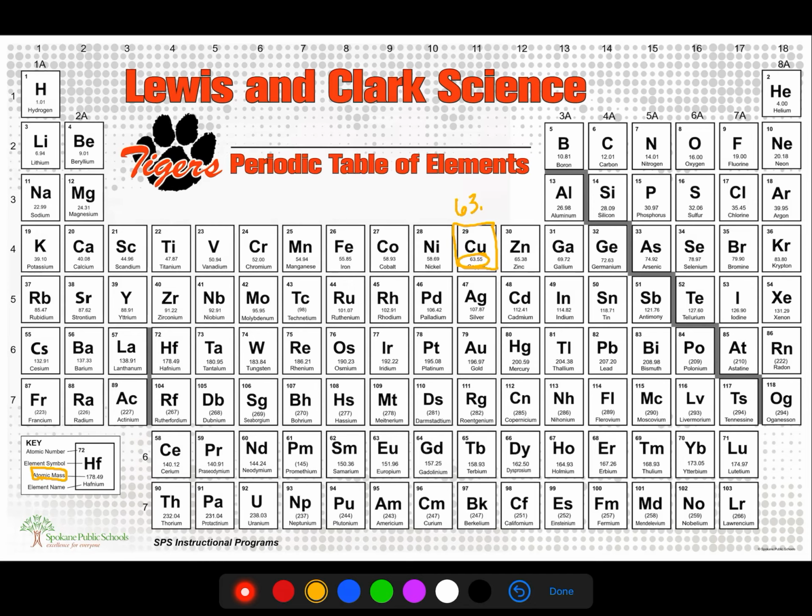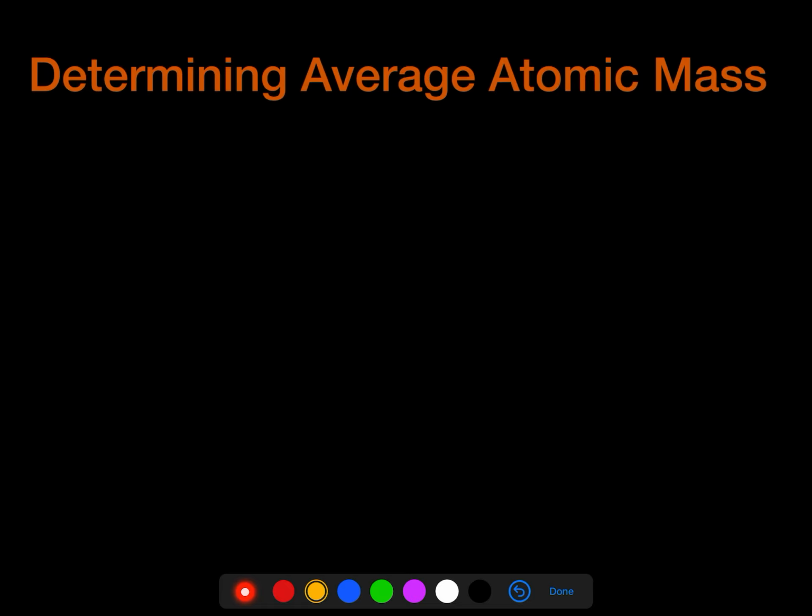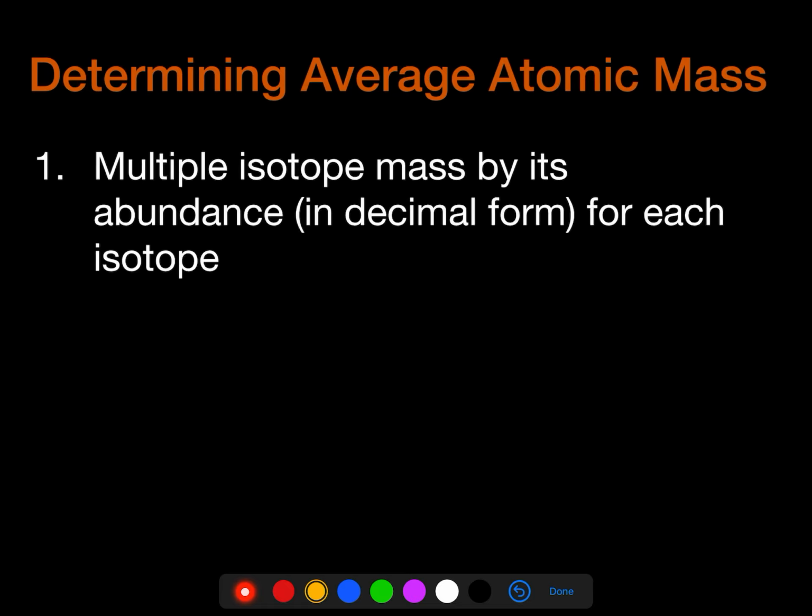And so for copper, it's 63.55. So where does this number come from? Where does this value come from that's automatically on the periodic table? We use it all the time, but we want to know where it comes from. And so how do we determine this average atomic mass?